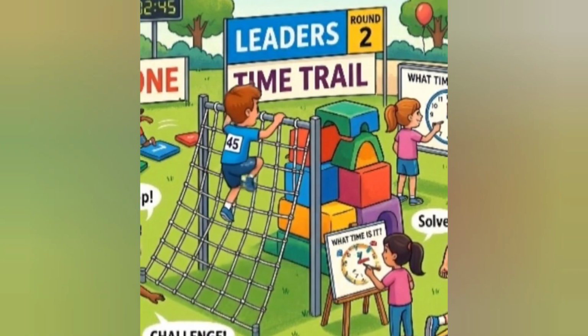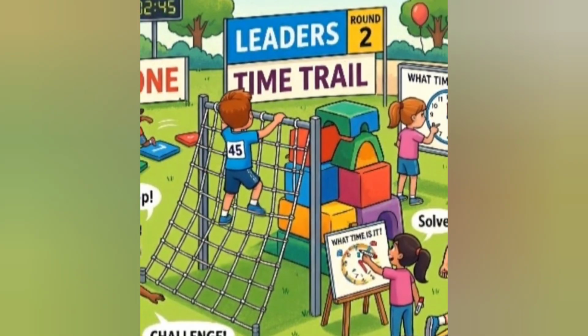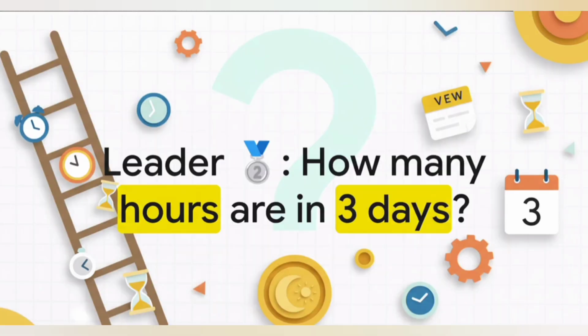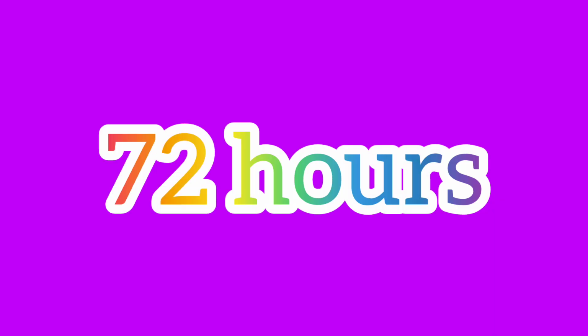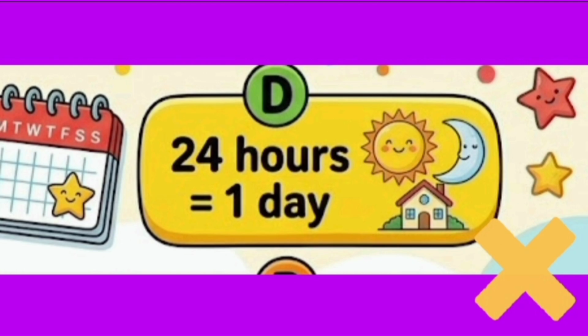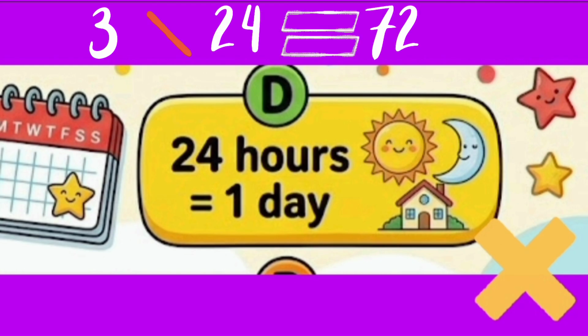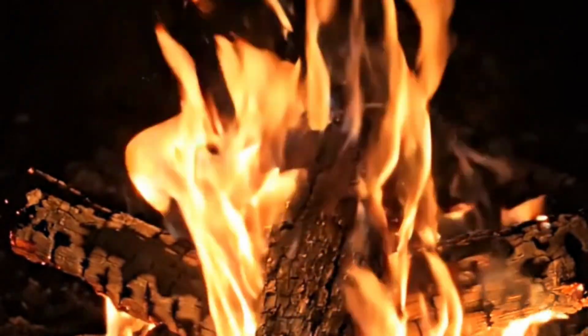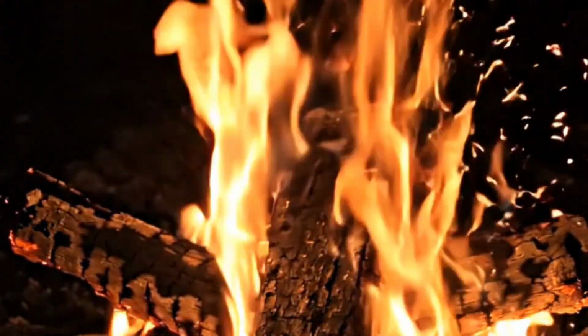You are doing great. Let's get ready for the next level. And now it's time for the leader round. The questions are getting just a little bit trickier. How many hours are in 3 days? Remember your time ladder facts and that golden rule. You can do this. And the correct answer is 72 hours. We know one day has 24 hours, so for 3 days, we multiply 3 by 24. You are on fire. Get ready, because it's time for the final round.